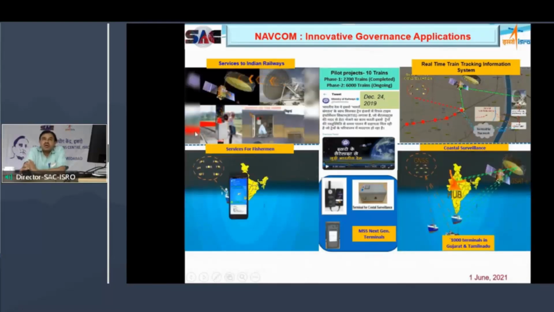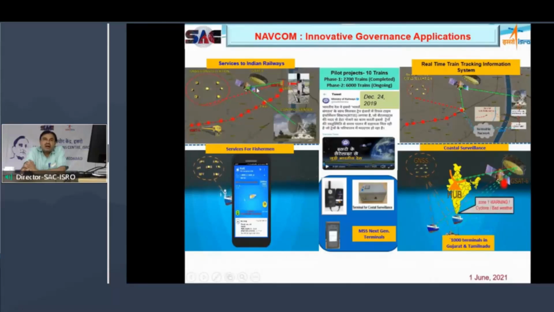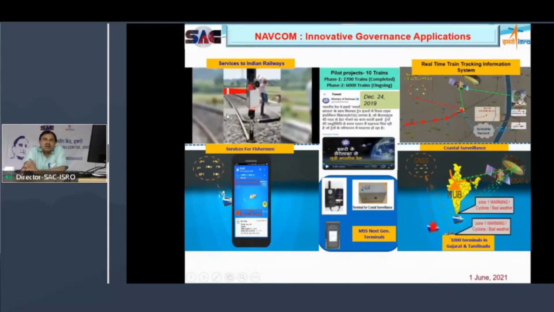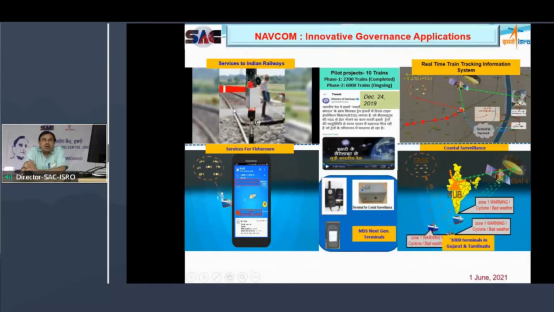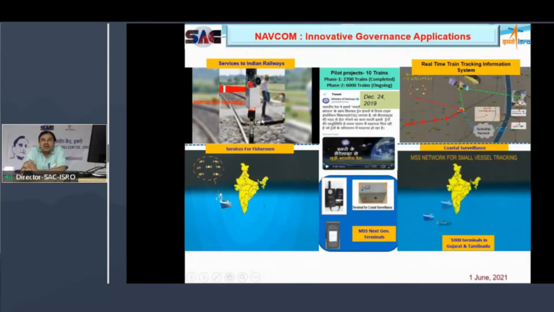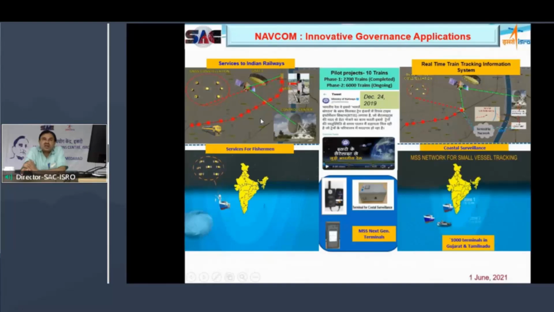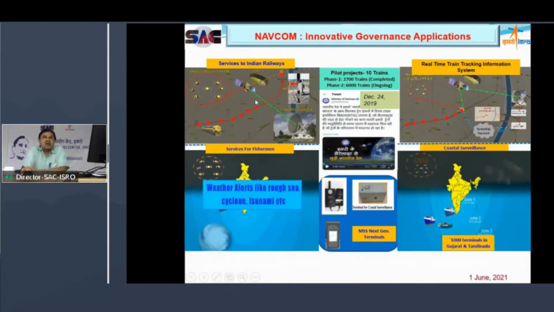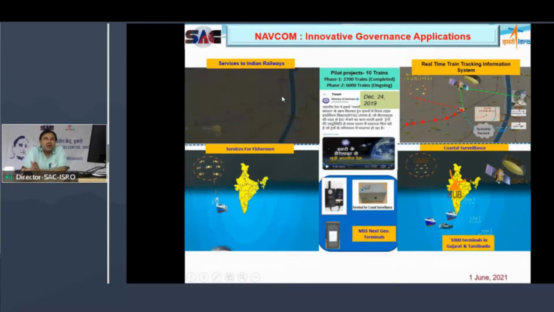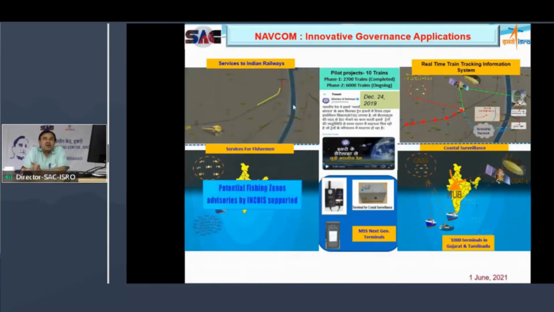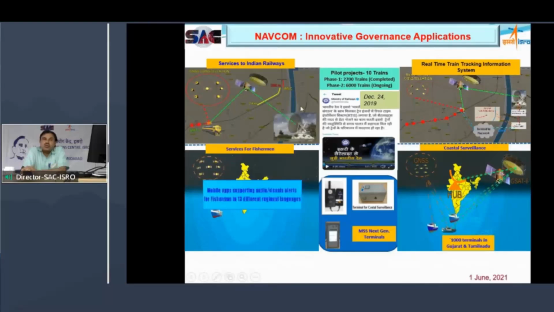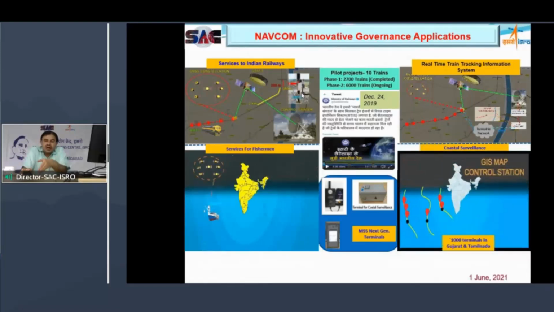So you can track. Right now our chips and our system are being installed in almost 2,800 Shatabdi and Rajdhani trains and mail and express trains. And shortly another 6,000 trains will be equipped with this. So in total, 8,800 trains of our country will all be equipped with this satellite terminal with a NavIC receiver, so that they will be tracked continuously. You open your internet and try to get the location of this Rajdhani train which is going from Ahmedabad to Delhi, right now where it is moving.